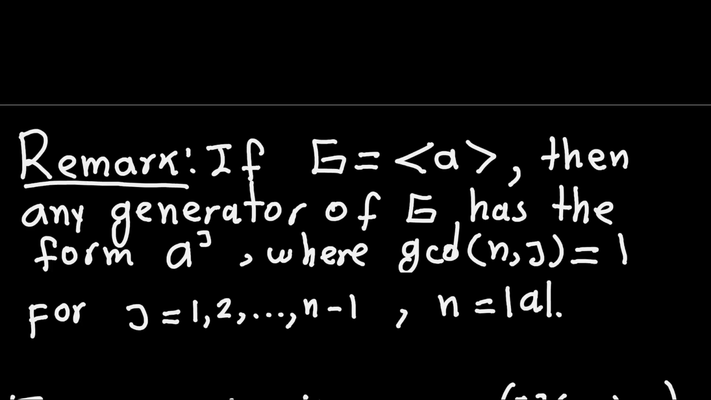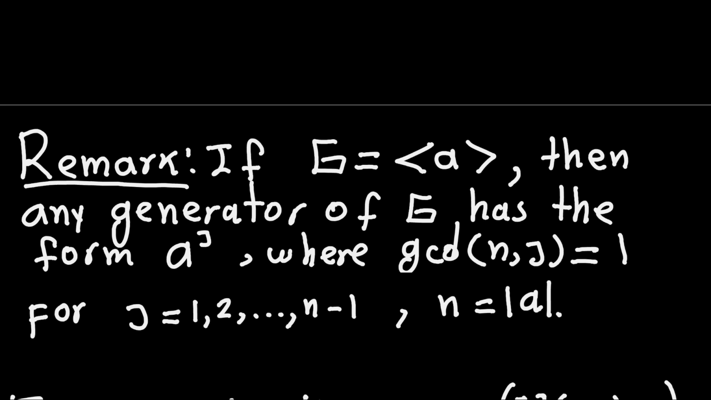In the previous videos, we gave a description on how to find all the generators of a cyclic group having one generator A, if we know one generator A. So let's recall that way to find it. So you have one generator A.